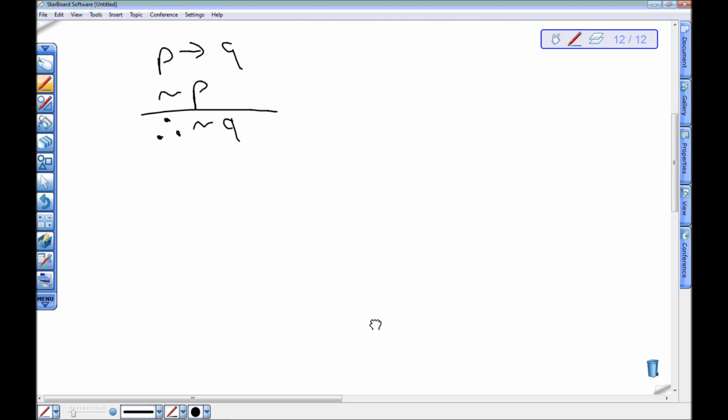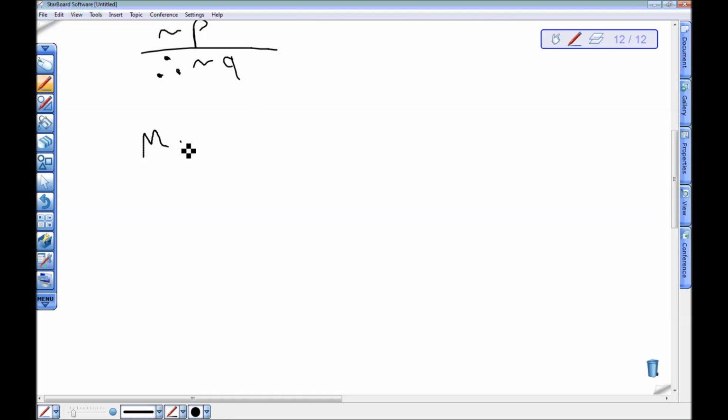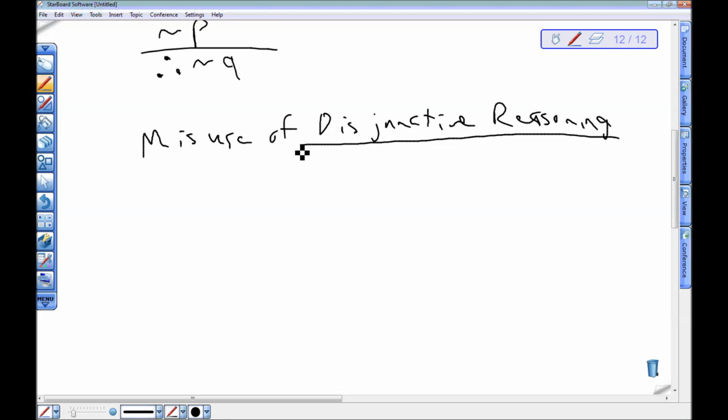Okay, just one more example of an invalid argument type, the misuse of disjunctive reasoning. This really stems from not remembering that our or is the inclusive or. But here's what it looks like. If I have P or Q, and I know P is true, I cannot conclude that Q is false. Okay, remember P or Q means that P is true or Q is true or both. So just knowing that P is true does not guarantee Q is true.